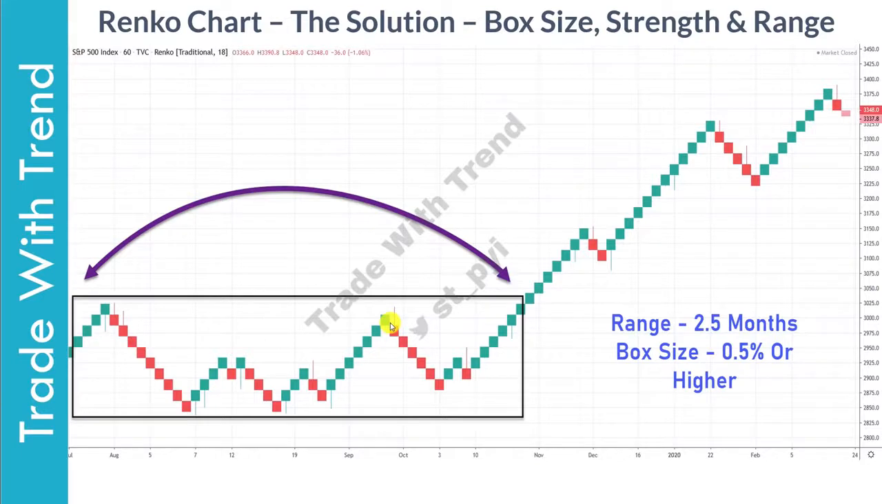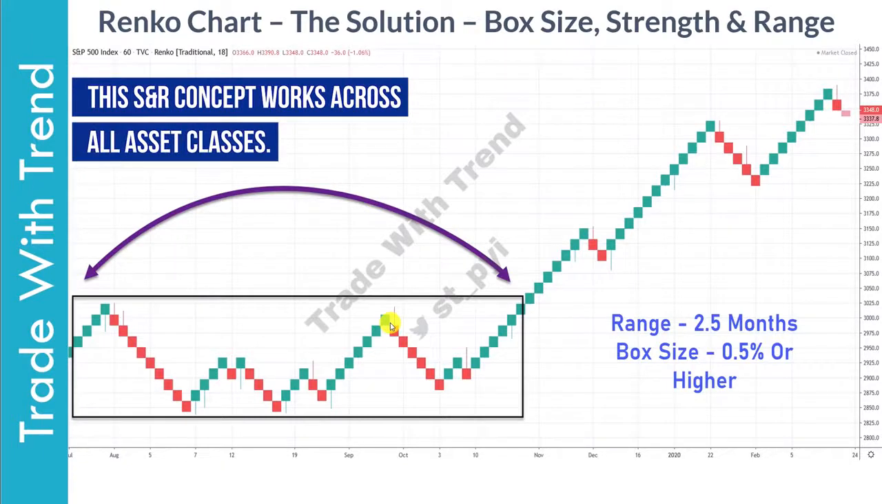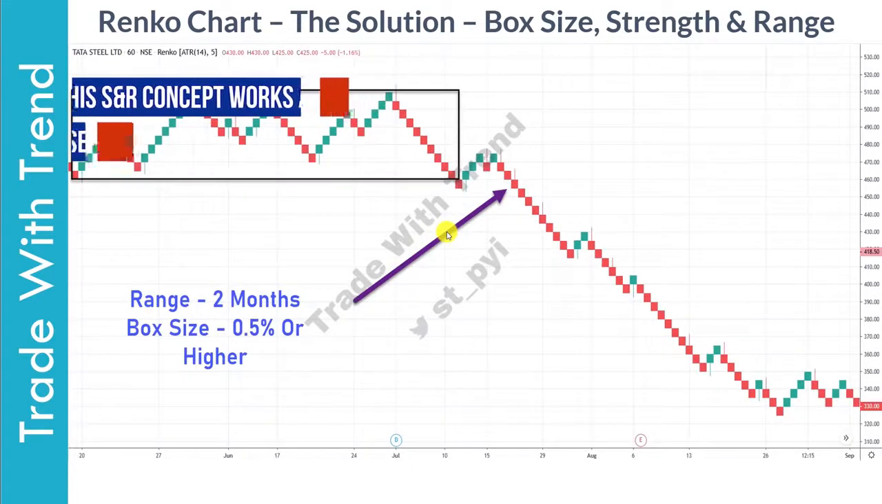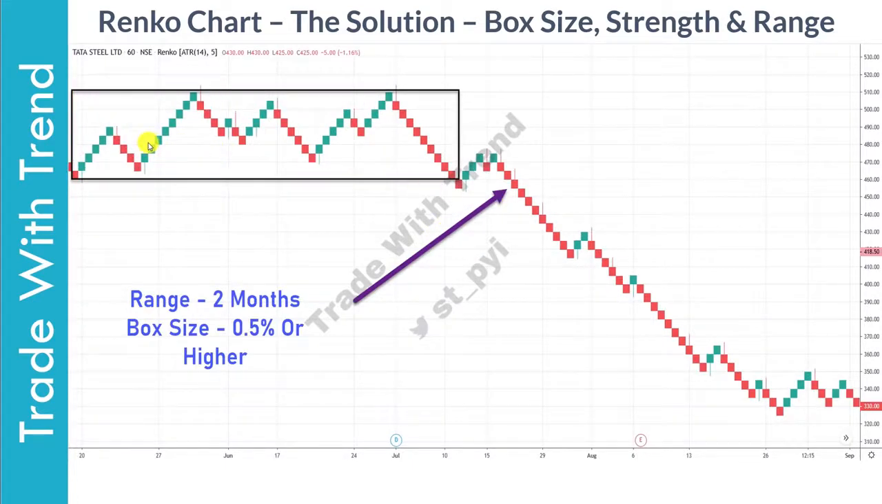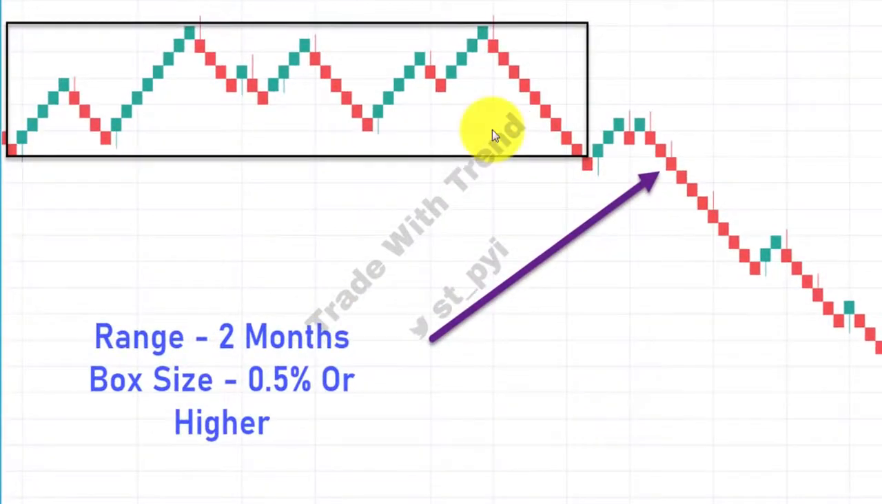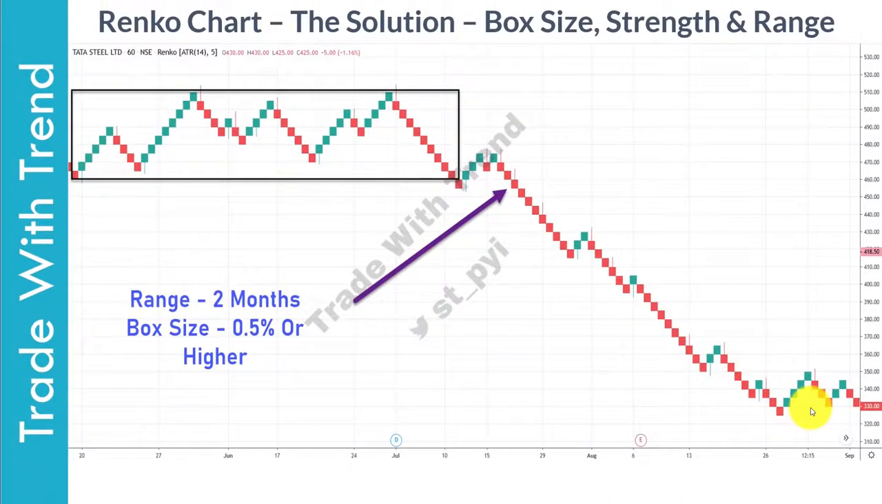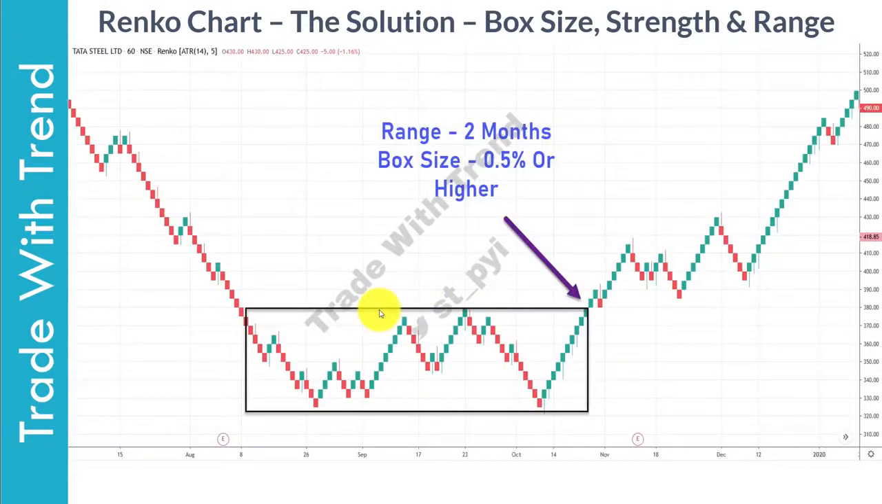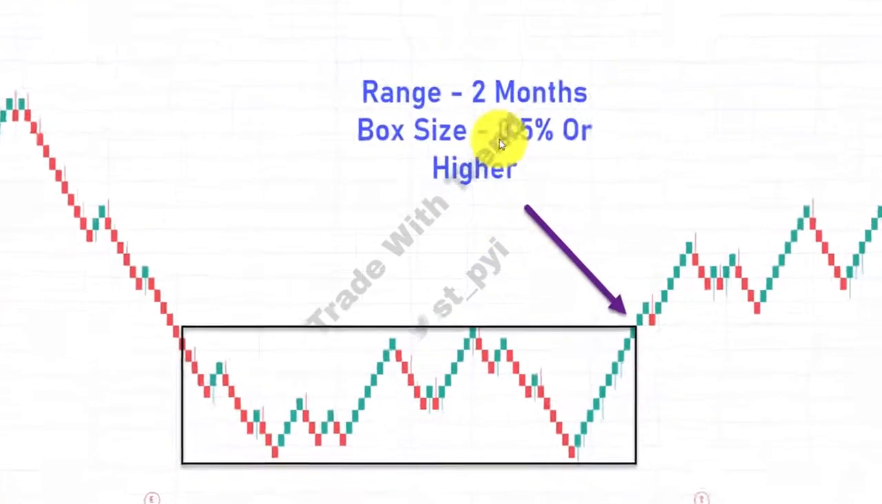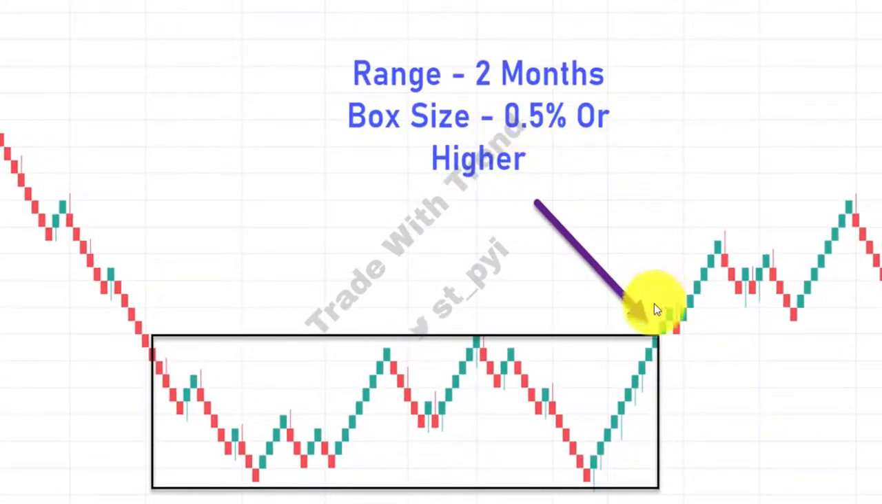Now, the reason I have picked out examples of the last 3 to 4 months is because I just want to show you that this does really work. And it is not that this is just an advantage of hindsight analysis. So if you take a look at something like Tata Steel, this was a previous year between the month of May and July. Again, range forming over 2 months, 0.5% or higher box size. You saw a clear breakdown happening and price moving lower. Now, this was not a one-off instance, because a couple of months later, in August and in October, again Tata Steel formed a range over 2 months with box size of 0.5% or higher. And again, you see a breakout happening.